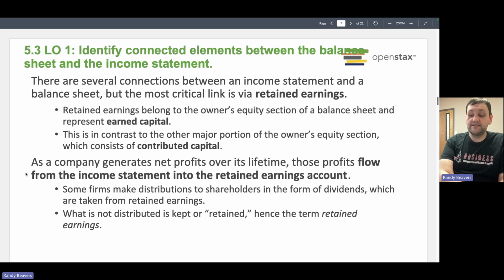So as a company generates net profits over its lifetime, those profits flow from the income statement into the retained earnings account. Now, some companies will make distributions to shareholders in the form of dividends, and these distributions are taken from retained earnings. So dividend just means if you own a share of stock in a company, you receive a monetary benefit, typically a cash flow, or the amount just goes into your account per share that you own. So anything that's not distributed is kept or retained, and that's why we call it retained earnings, earnings that were kept and not distributed.